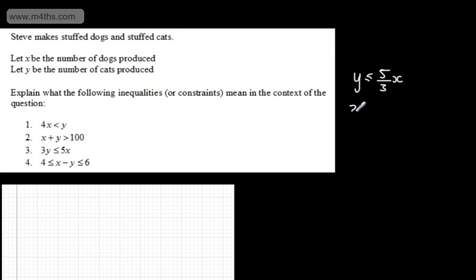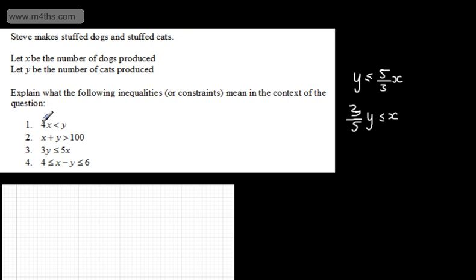Of course, we could switch this over and write this now as 3/5 y is equal to or less than x. And we could say now that the number of cats must be at most 5/3 of the number of dogs produced. That's a bit of a mouthful, but it means exactly the same. So if you see it in this form, I prefer to think about it as: for every 5 cats, there must be at least 3 dogs. So that's one way of doing it.